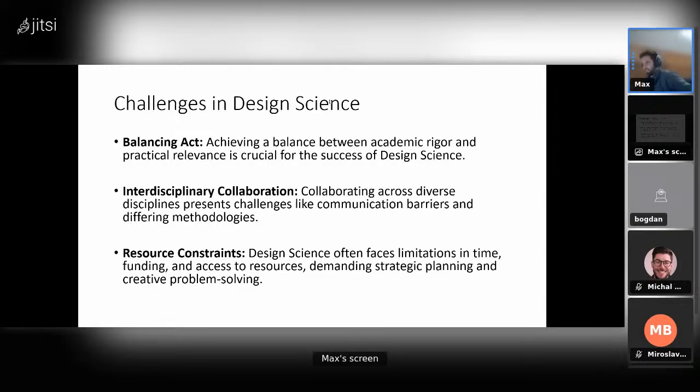So of course, there are many challenges in design science. The main ones being that it really needs a lot of collaboration, and you should try to talk as much as possible with the different stakeholders, mainly the domain experts or the investors of your app and so on.